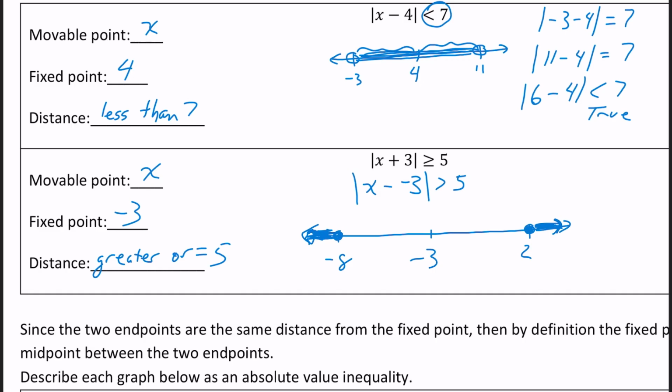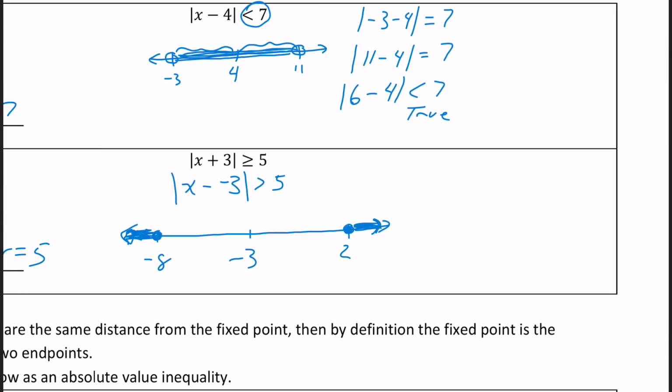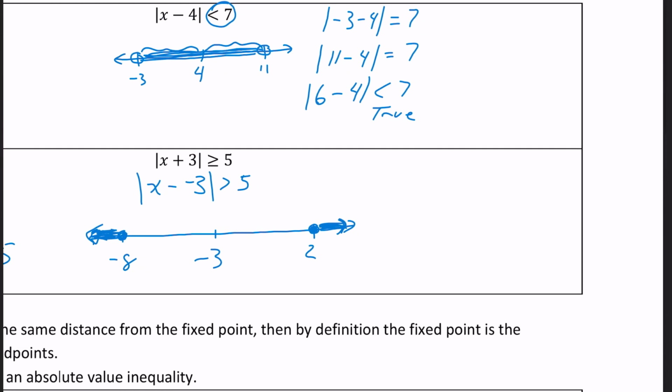Now let's test it. So the first thing we'll do is to test the endpoints. So let's test negative 8, the absolute value of negative 8 plus 3. Well, the absolute value of negative 5 is equal to 5, and it's supposed to equal the number on the other side. Let's test the 2.